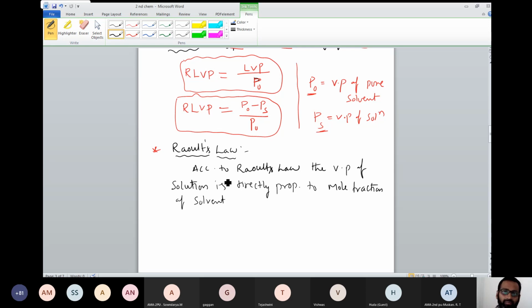Mole fraction of solvent being more means solvent moles are more. What is the mole fraction of solvent? Number of moles of solvent by total number of moles. So solvent moles are more.